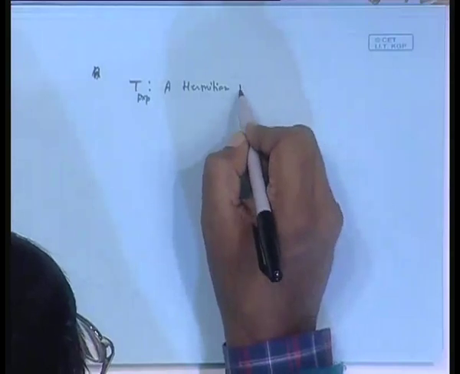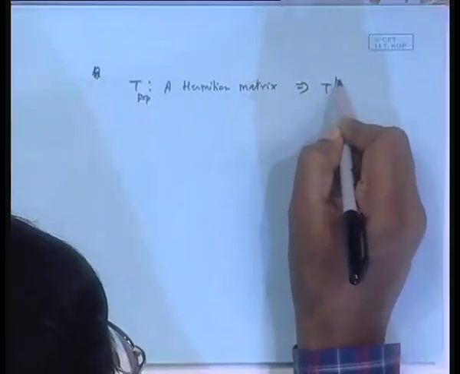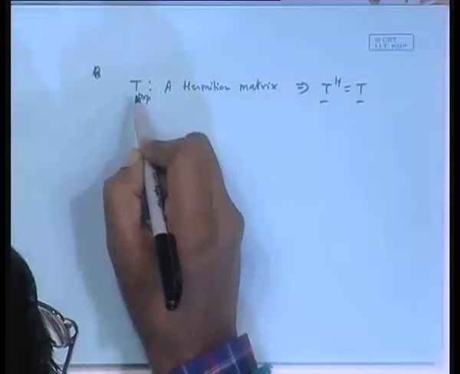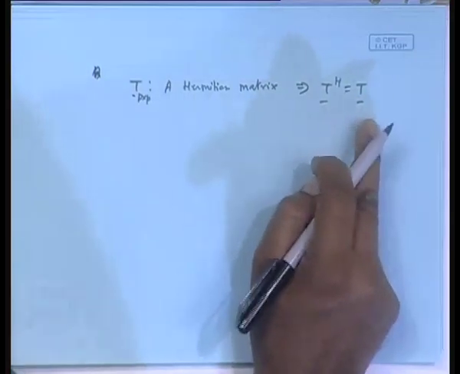Suppose it's a Hermitian matrix in general. P cross P Hermitian matrix, complex valued in general. Hermitian means it implies T Hermitian is T. I am skipping this underscore often, please excuse me.